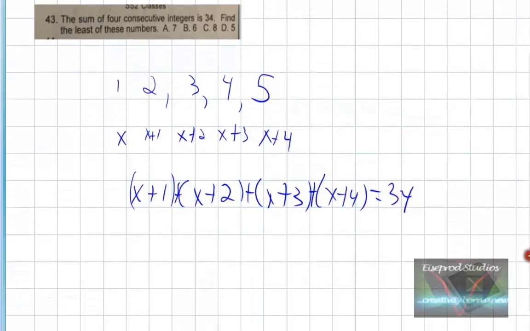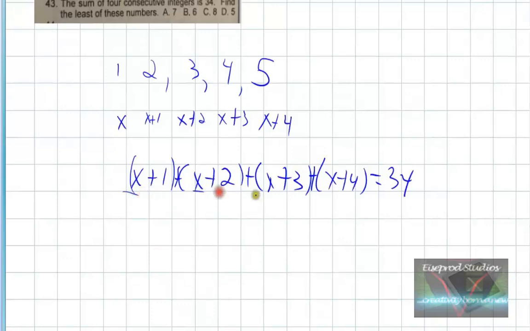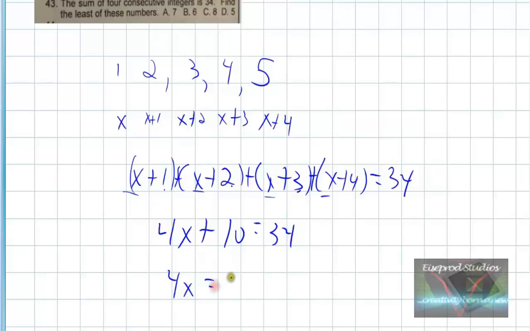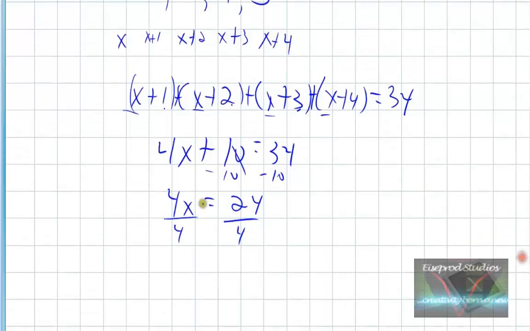So I can simplify and combine like terms. I have 1, 2, 3, 4 x's here. So I have 4x plus 1 plus 2 is 3, plus 3 is 6, plus 4 is 10, is equal to 34. So now I have 4x is equal to 24, because I would subtract 10 from both sides. And now I can divide by 4 on both sides. And I would get x is equal to 6.